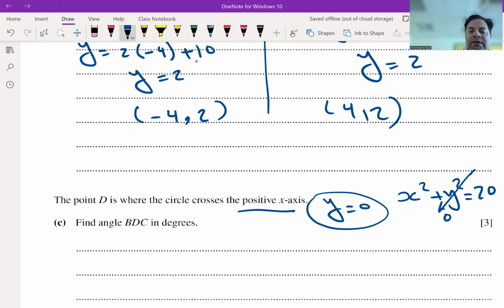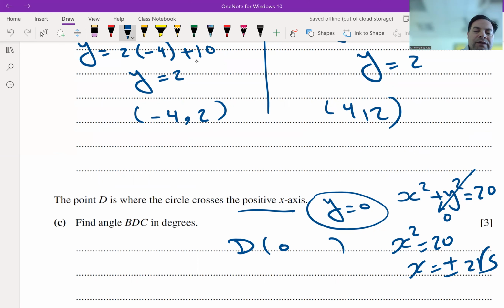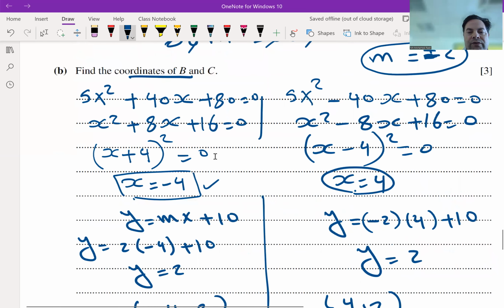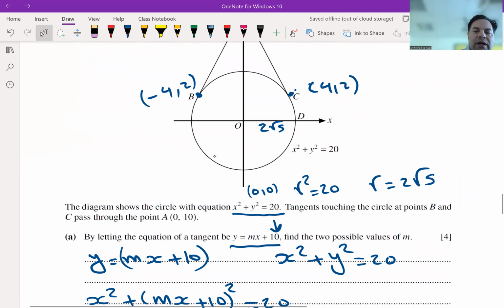X squared is equal to 20, so x equals positive or negative 2 root 5, and we will use the positive one. So the coordinates of D will be 2 root 5 and 0. Or you can find this value from the radius without any working out, because the radius is 2 root 5. So the coordinates of D are 2 root 5 and 0.